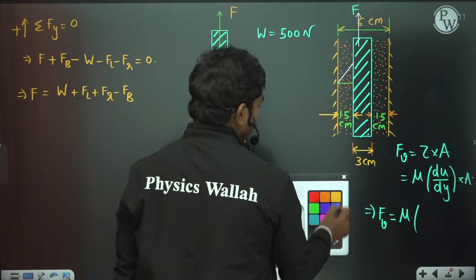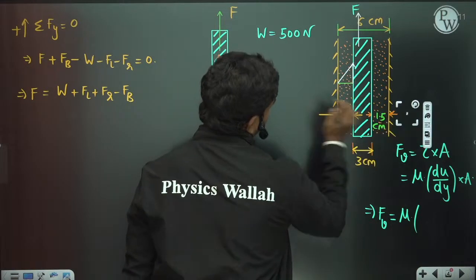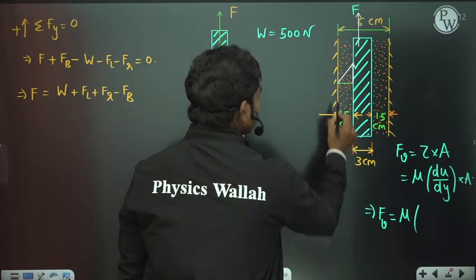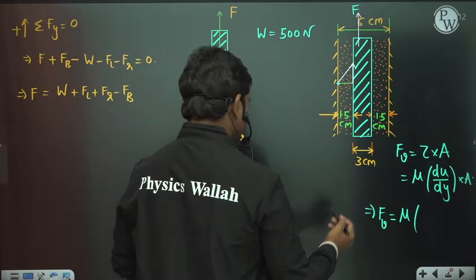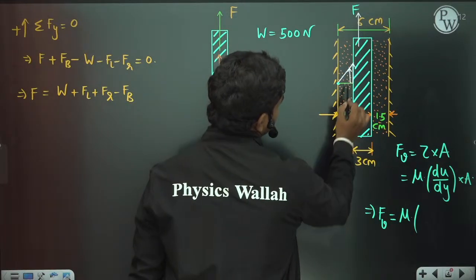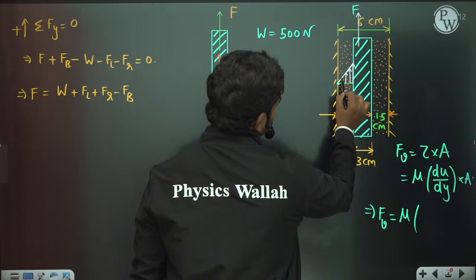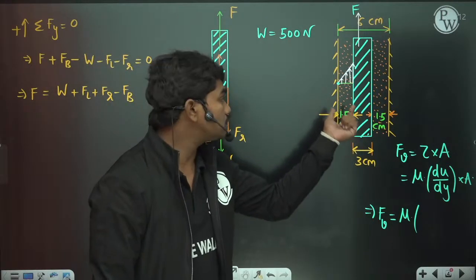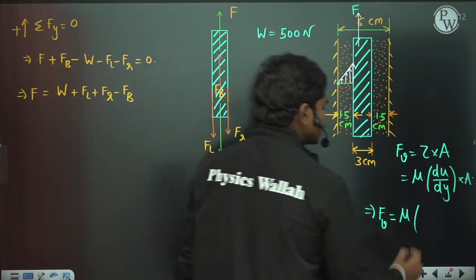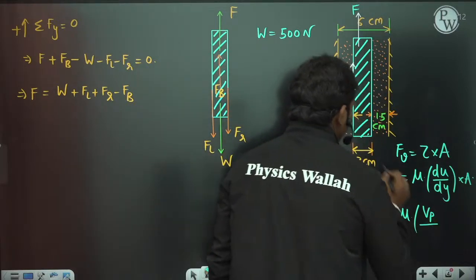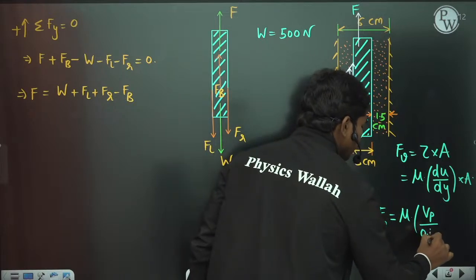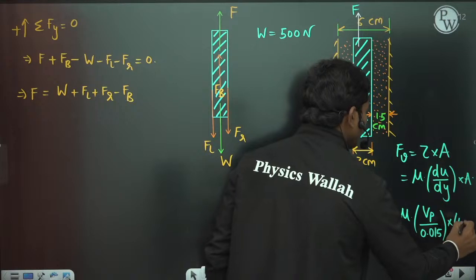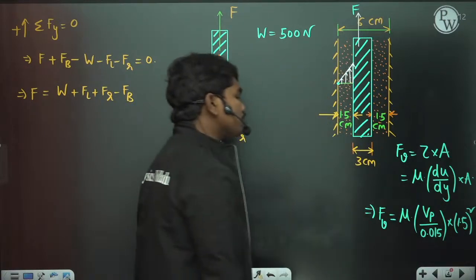The velocity of the layer which is in contact with the solid will have the velocity of the solid because of the no slip condition. Similarly, here the velocity is 0 because of the no slip condition again. So this velocity profile is linear. Since it is linear, du by dy is nothing but the velocity difference over this small gap. So you can write this as the velocity of the plate divided by 0.015 meters, which is 1.5 centimeters, into the area of the plate, which is 1.5 whole square. So this is the viscous force on one side.